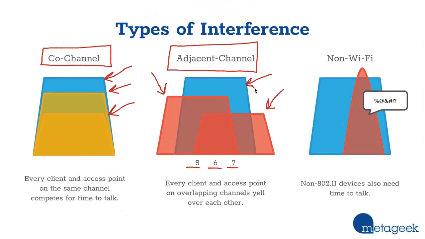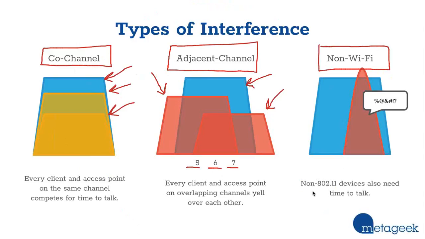But if we eliminate adjacent channel interference, if we always use channels 1, 6, and 11, if we eliminate that entirely, Wi-Fi would perform a lot better in the 2.4 gigahertz band. So be sure to always avoid adjacent channel interference. The next type of interference is non-Wi-Fi interference.